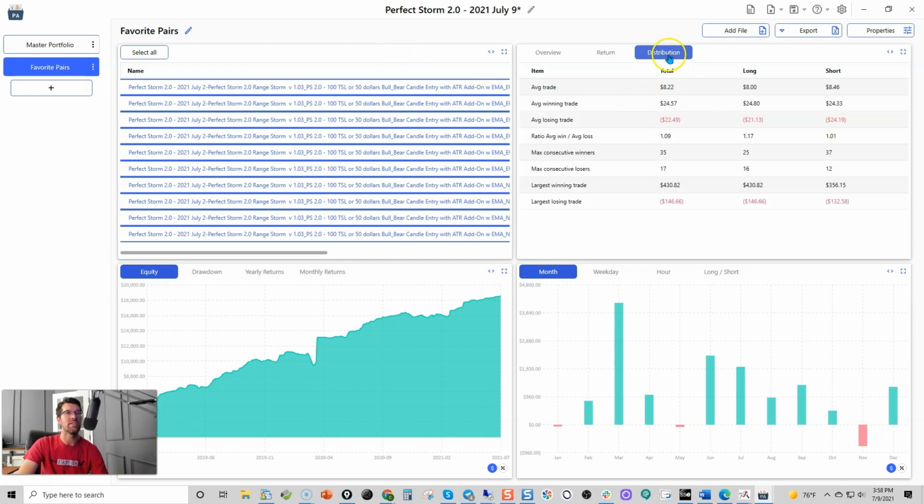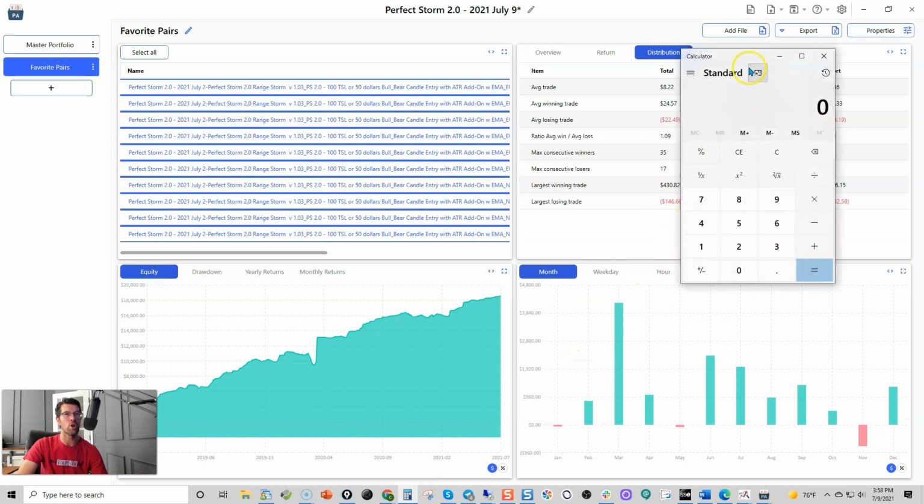And check this out, this distribution section. This is where you look at the metrics of how you can be profitable. I mean, I say this a lot. You either have to win more than you lose with a win percentage, or you have to win bigger than you lose with a dollar amount. And it just so happens that you can see here my largest winning trade was $430 versus my largest losing trade was $146.